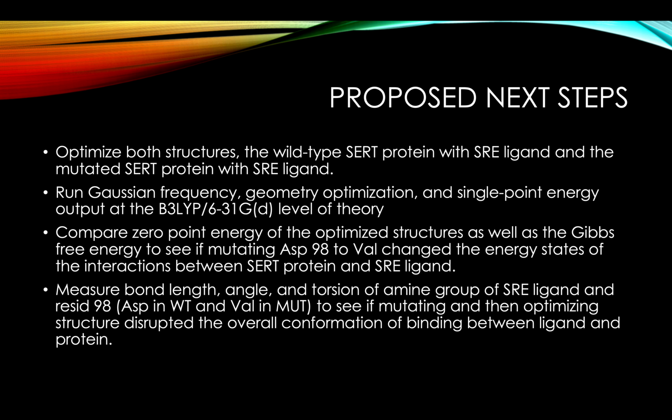And then measure bond angle, length, and torsion of the amine group of the SRI ligand and the residue, both the wild type and the mutated, to see if mutating it and then optimizing the structure disrupted the overall conformation of binding between the ligand and the protein.